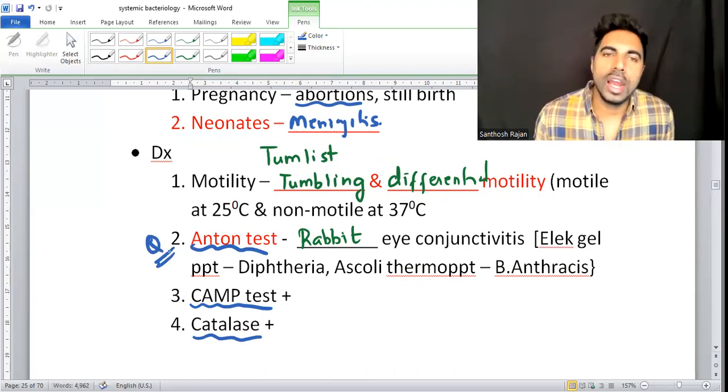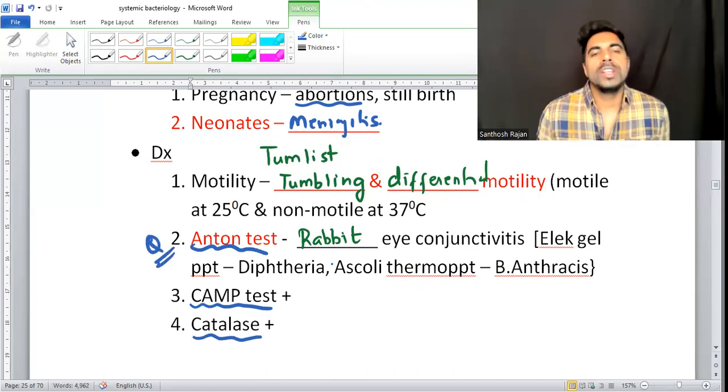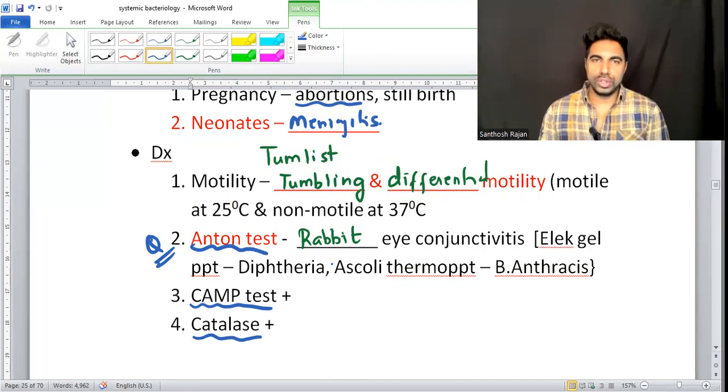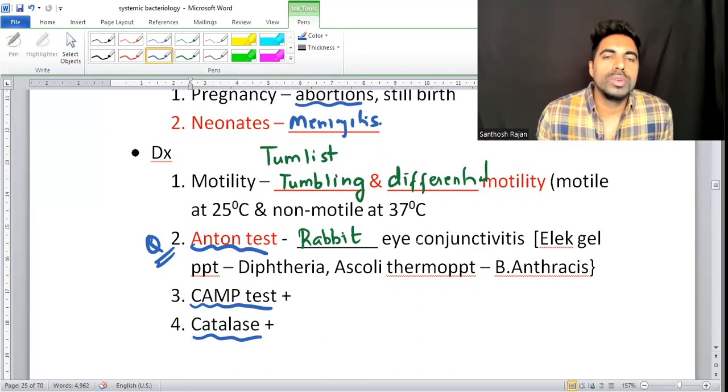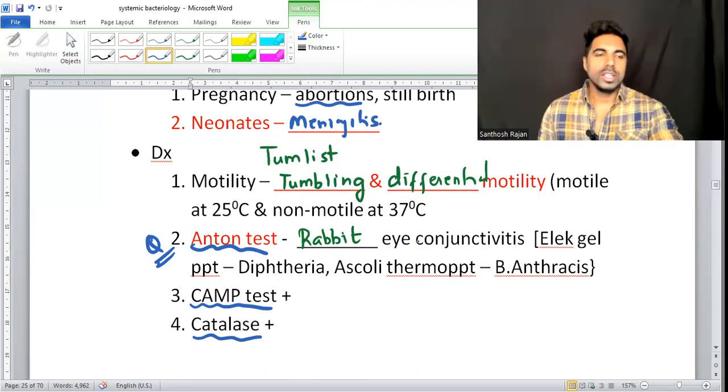Anton gets the Listeria. Listeria monocytogenes. Okay. CAMP and then the Anton test. If you put it in a rabbit eye, you get conjunctivitis. That's it. This is the point you have to remember.